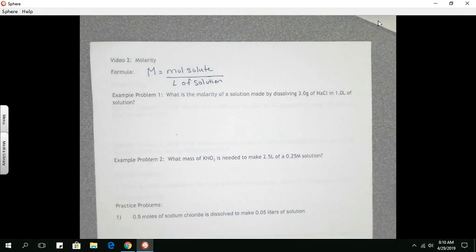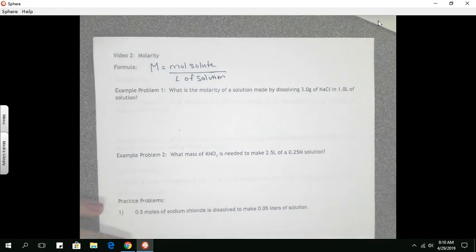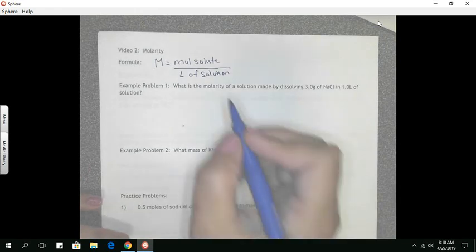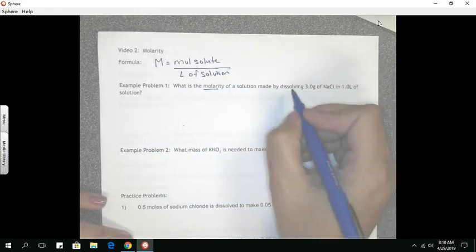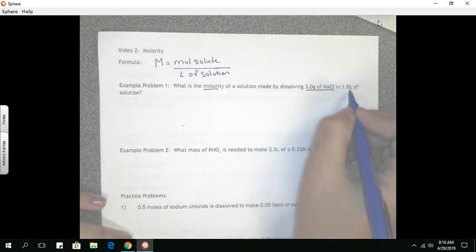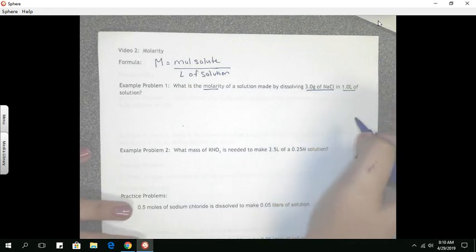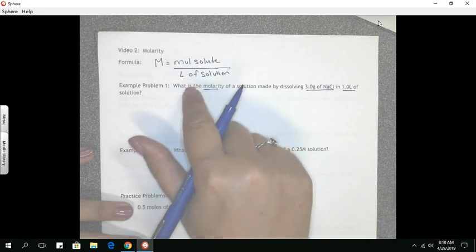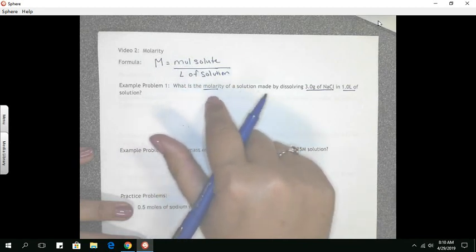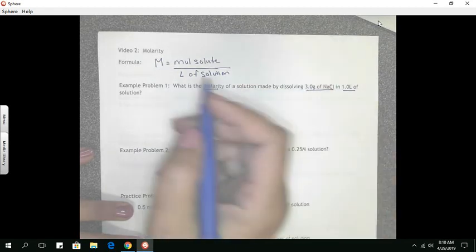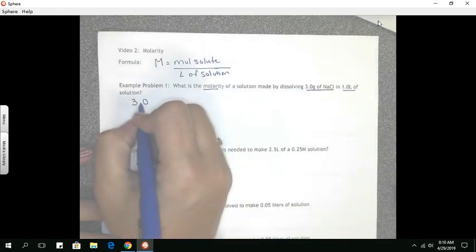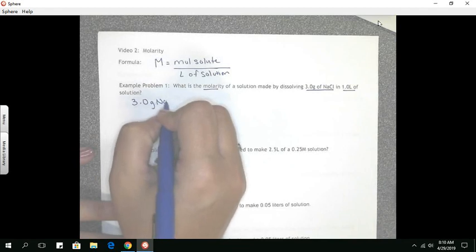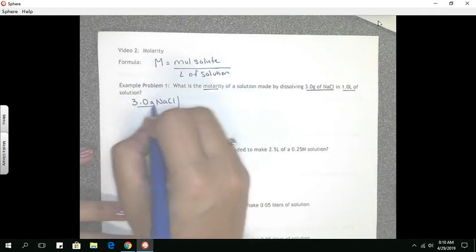Alright, so let's look at a problem. What is the molarity of a solution made by dissolving 3 grams of sodium chloride in 1 liter of solution? Well, since by definition we have our molarity as moles of solute per liter of solution, then we need to figure out how many moles 3 grams are. So I have 3 grams of sodium chloride. I need to convert that first to moles.